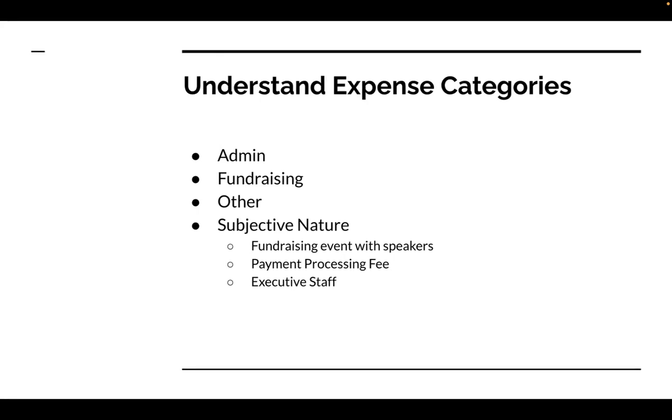Another example would be payment processing fees, right? If it's 3% usually, or 2%, what have you, I would consider that to be an admin fee. But that's a lot of money, so many charities might classify it as programs or something else. So something to think about is that this classification is not rigid, and it depends on how the charity is classifying different costs. Executive staff, right?